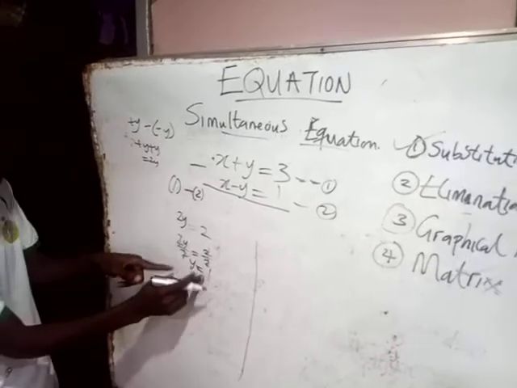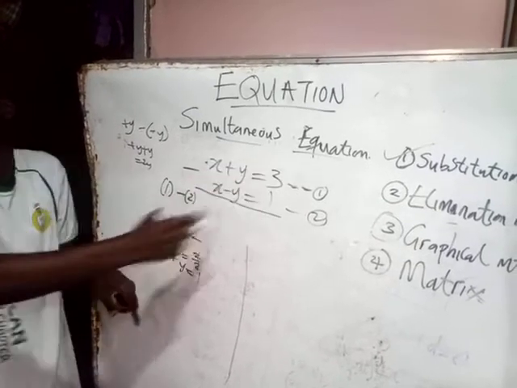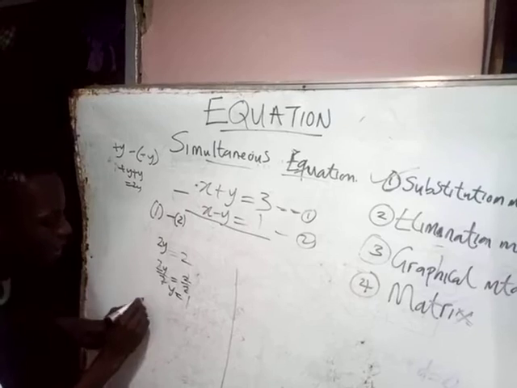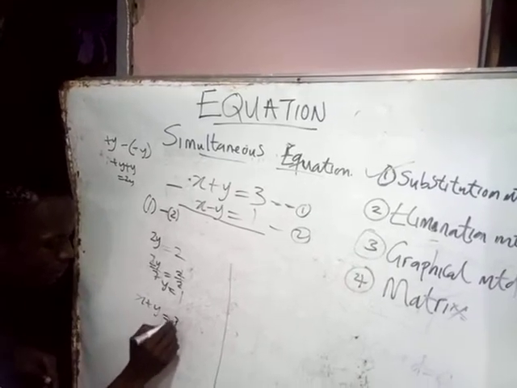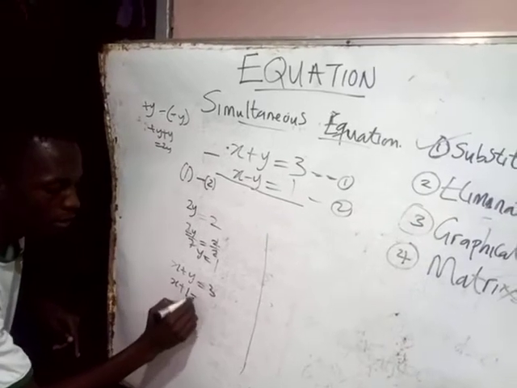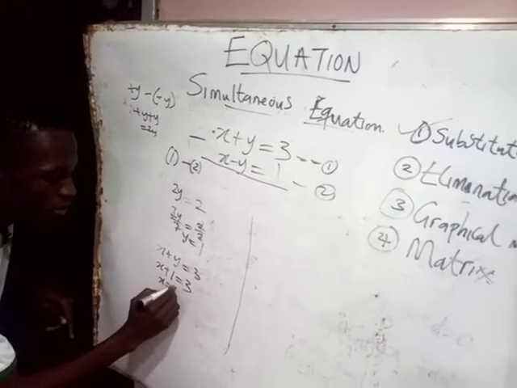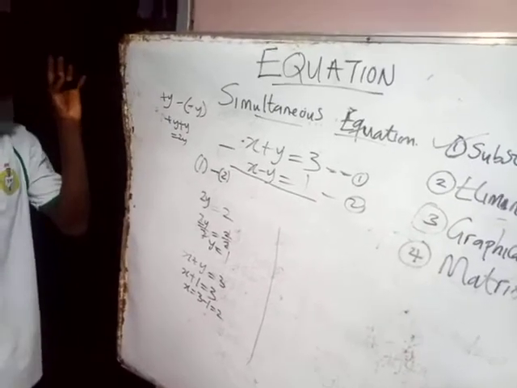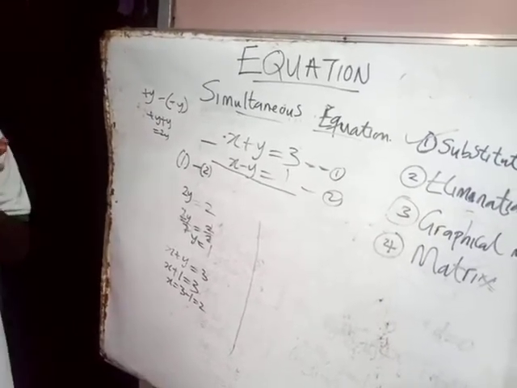Is it clear? So when your y is equal to 1, you can decide to put it in 1 or 2, any one you like, because you don't have equation 3 here. So if you put it in 1, x plus y is equal to 3. So your x here is x plus, what is your y? 1 equals 3. x equals 3 minus 1, which is equal to 2. As straightforward as that. It's one of the simplest eliminations.